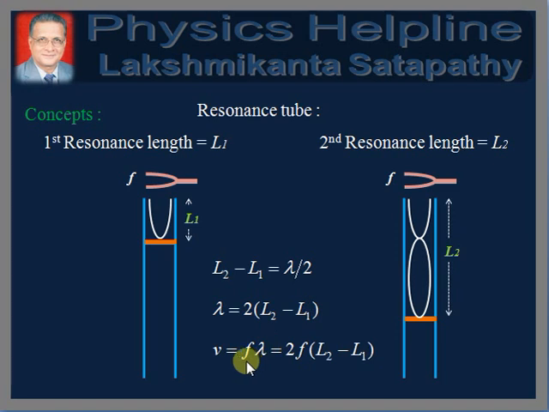Now, the frequency of the vibrating air column is the same as the frequency of the tuning fork. Therefore, we write v is equal to f into lambda. Putting the value of lambda, v is equal to f lambda, which is equal to 2f into (L2 minus L1).